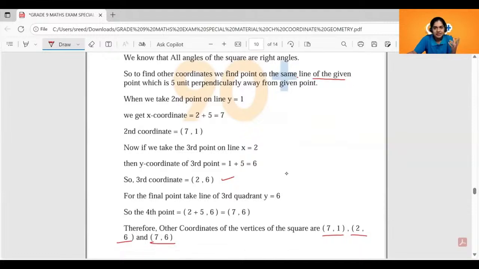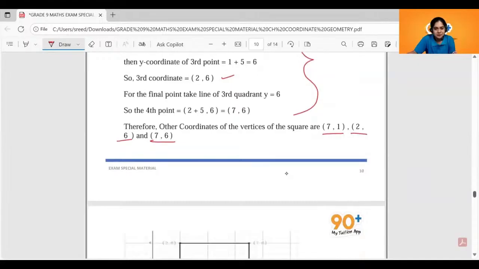Don't get confused by seeing these writings. Just see how you are drawing the figure and explain that. That's it, nothing more than that. Explain the thing that we have done on the figure. Okay, I hope it's clear.